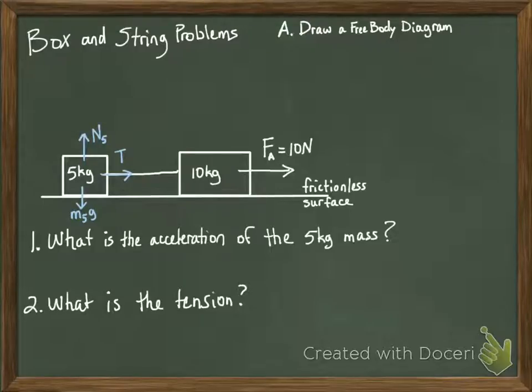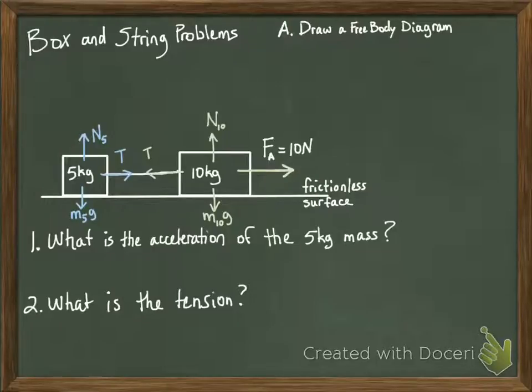Now, looking at the 10 kilogram mass, and I'm treating these separately and individually. I have the weight of the 10 kilogram mass. Again, I've got to provide a unique label, so M10G. And here is the normal force of that 10 kilogram mass. I also have the tension, and I'm just going to color in the applied force there. So first, draw a free body diagram of each individual mass.